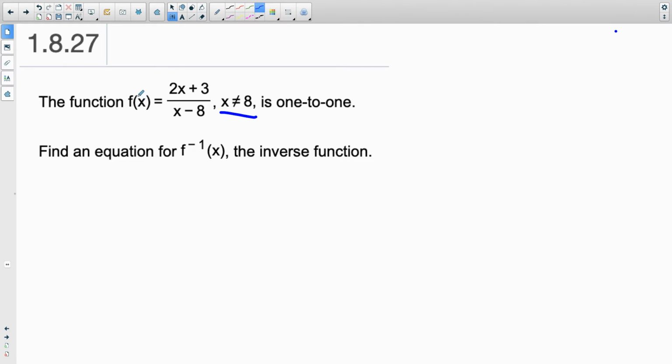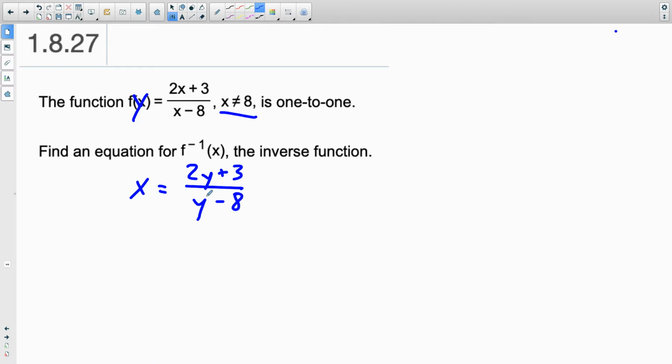But this becomes, we replace f of x with y. And then we switch the x and the y's to look like so. Oops, that should be a y. And then I've got to solve this equation for y. Now, anytime you're solving a rational equation, something that looks like this, we want to address the y that's in the numerator. We have a y that's also in the denominator, which is a problem.